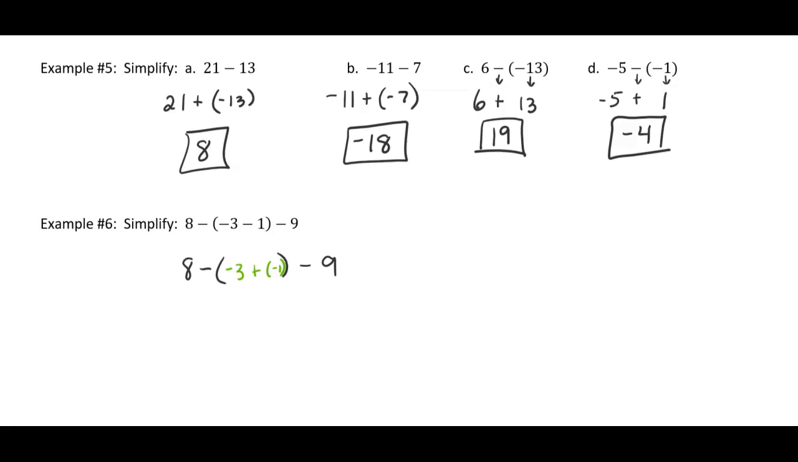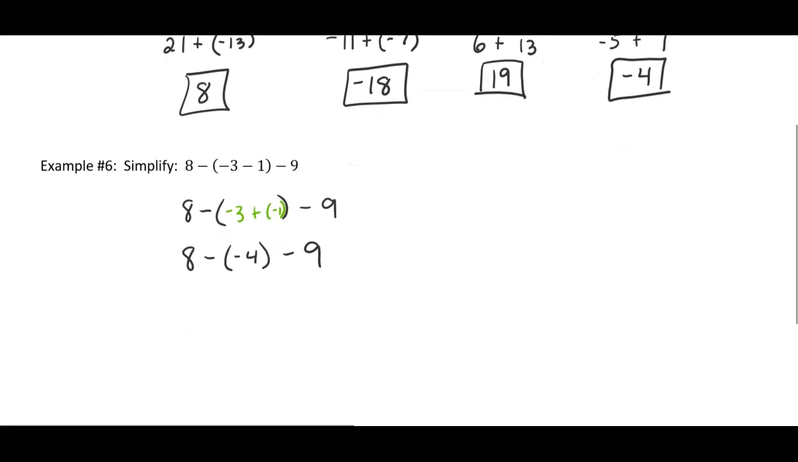Okay, so now I can do the addition that's inside the parentheses. So I'm going to make that 8 minus, and then that's going to be a negative 4. I should have put it in green. That's okay. All right, so now I've done what's in the parentheses. You'll say, well, I still have parentheses. Yep, I do. That's to clarify that that is a negative 4.